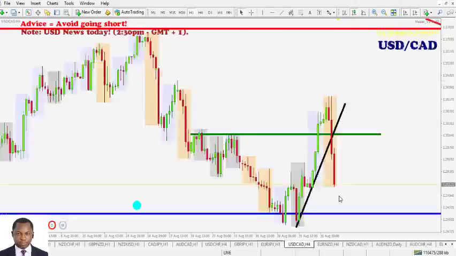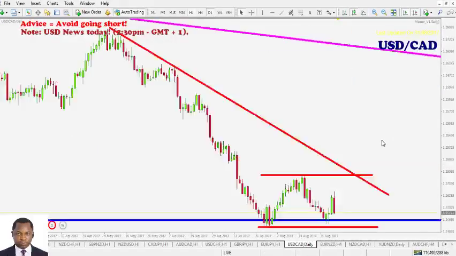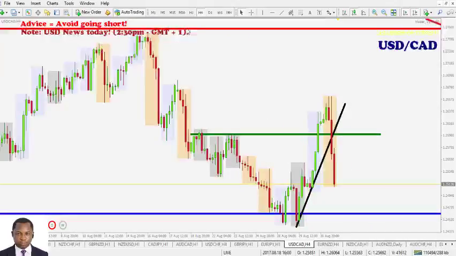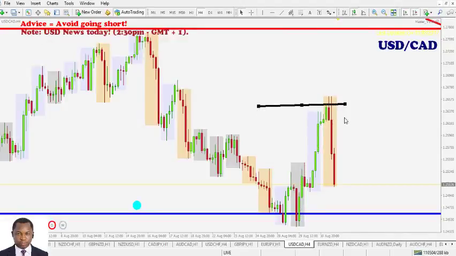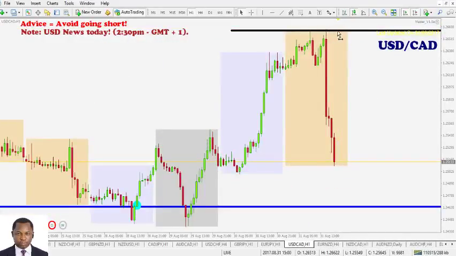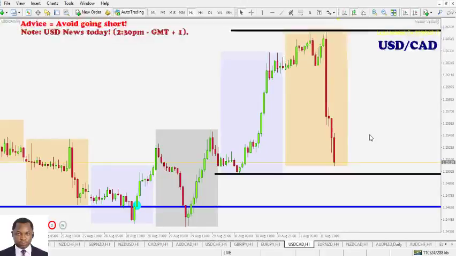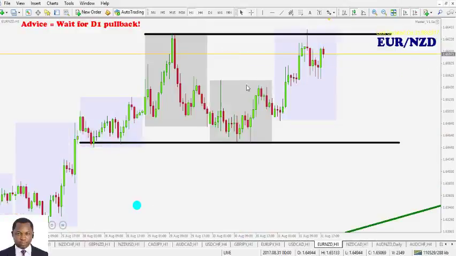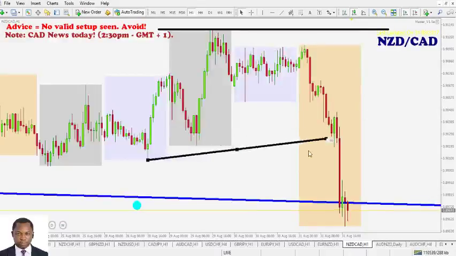Very volatile day today. American dollar against the Canadian dollar. The Canadian dollar keeps gaining strength here based on that news announcement, pushing to the downside with heavy momentum. Let's delete this one. All right, keep this one. Euro against the New Zealand dollar, nothing there. Canadian dollar here again.